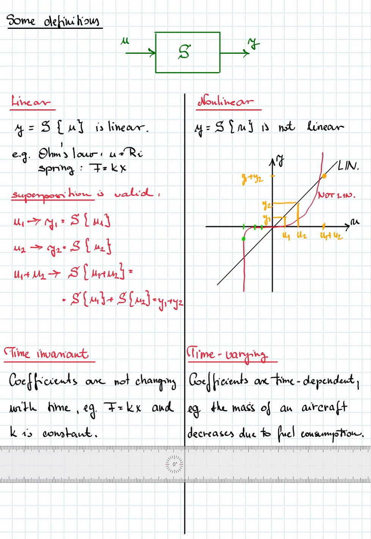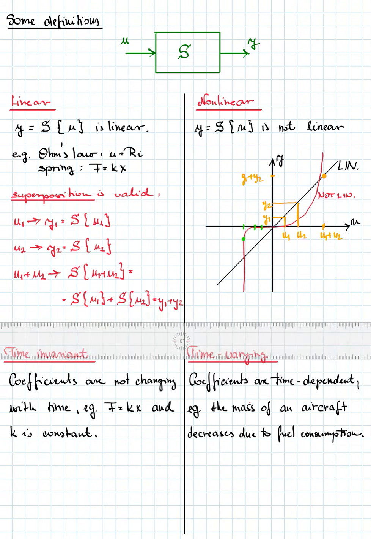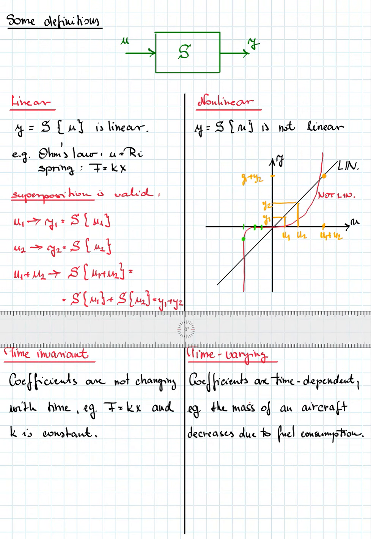A very nice example is the mass of an aircraft. The mass of an aircraft is decreasing due to the fuel consumption of the travel. It is decreasing. In our lectures, we are going to speak only about LTI systems, and LTI means linear and time invariant systems. So this is the system set we are going to work with. I have to mention that LTI systems are the simplest models.